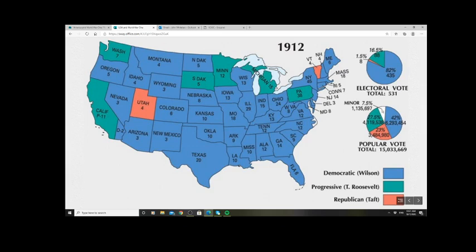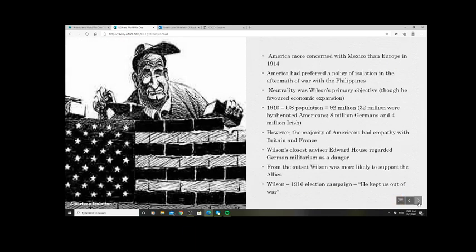There are 4 candidates, all with different versions of a more progressive America, and the individual who wins is someone who is not particularly progressive in my opinion, and that is Woodrow Wilson, and I'll explain why that is the case in a moment. So Wilson is the man who is in charge of the country when World War I breaks out.